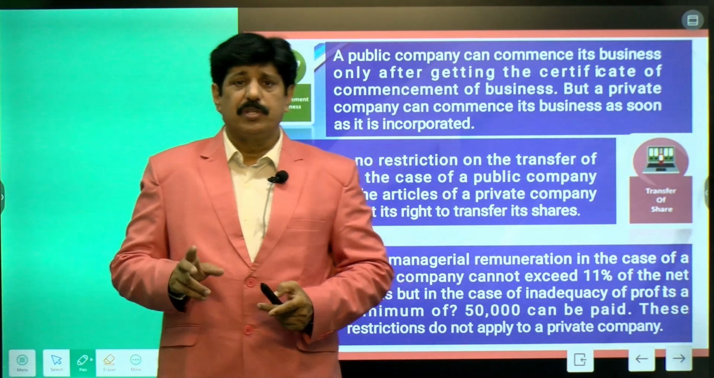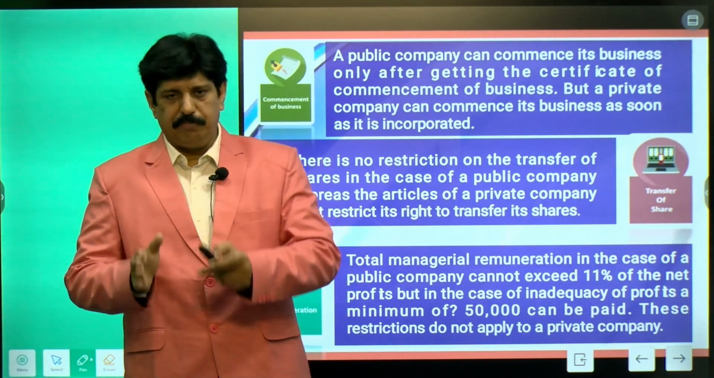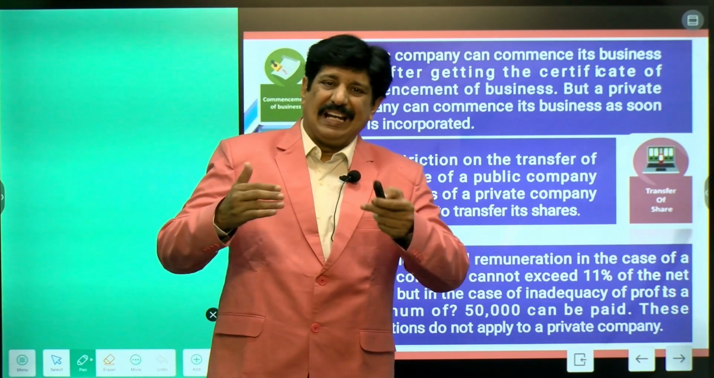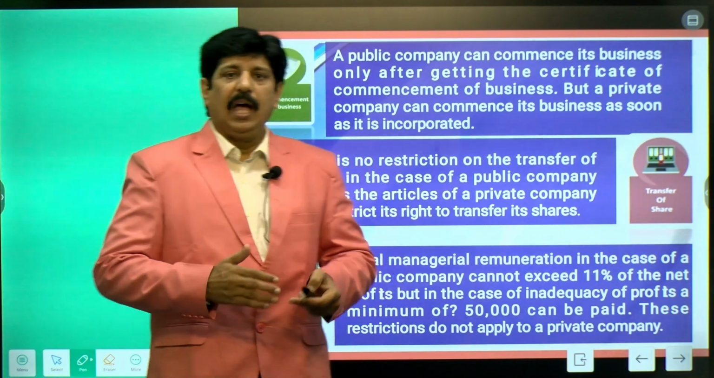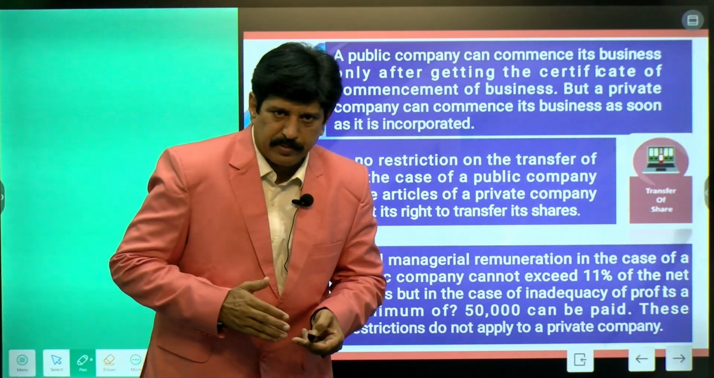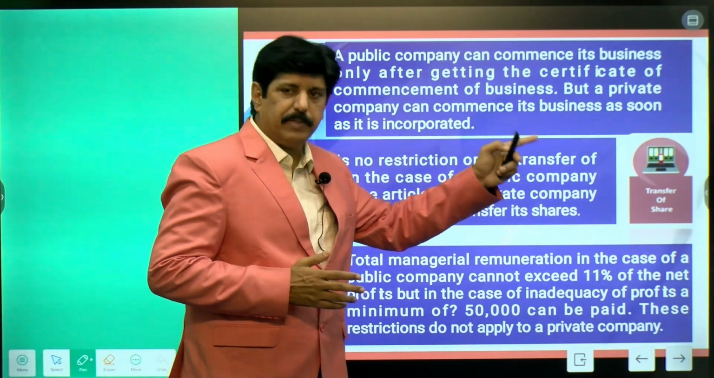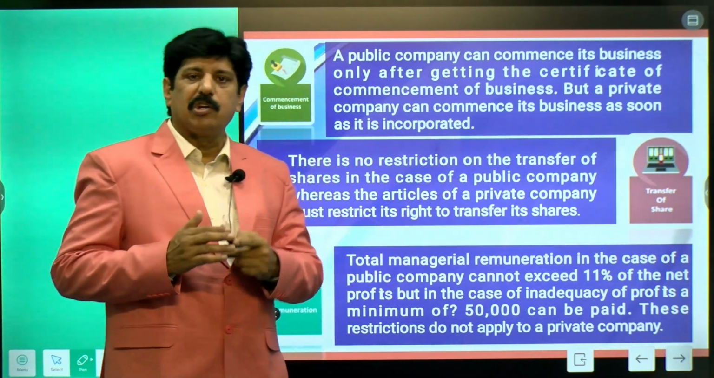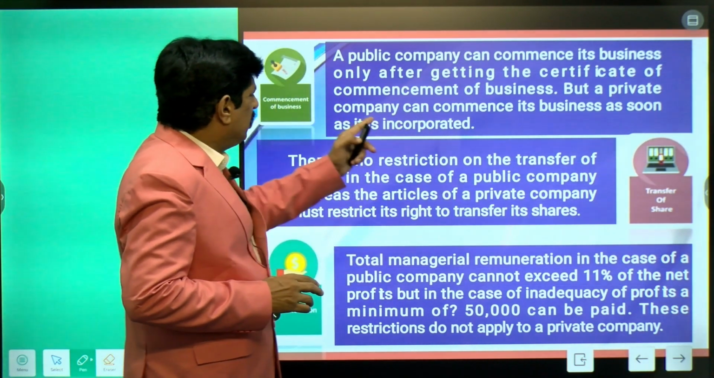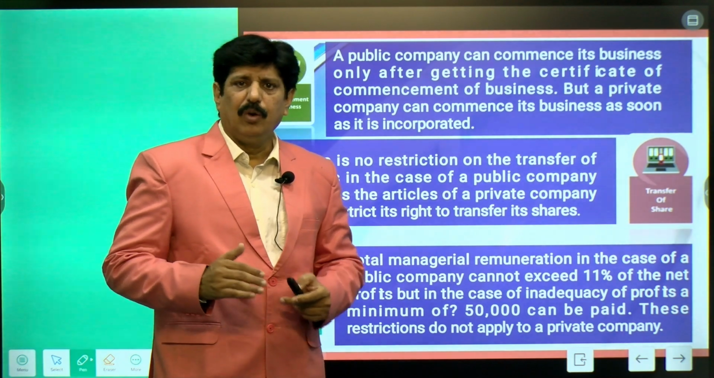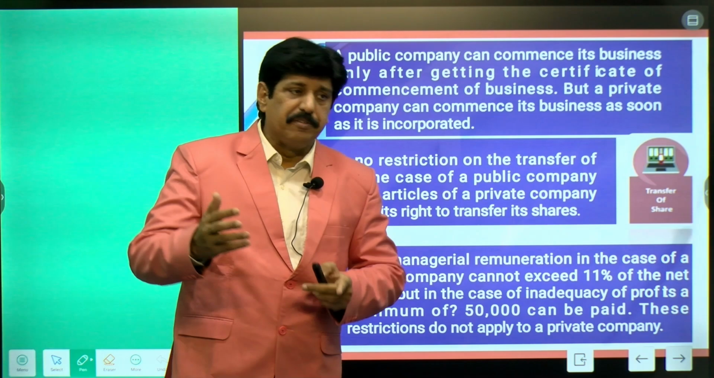There are 2 stages. One is incorporation, which is nothing but registration. Once registration is completed, after fulfilling the required legal provisions and legal process, then only after satisfying all these legal provisions will the Registrar of Companies finally issue the certificate of commencement of business. Then only will a public company start the business. But when it comes to the private company, there is no question of such certification. Once it is incorporated, they can go for starting their business activities.